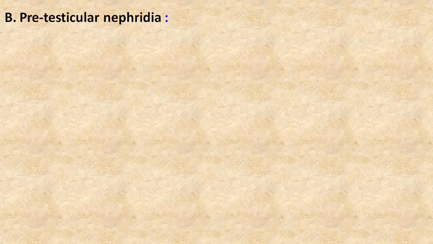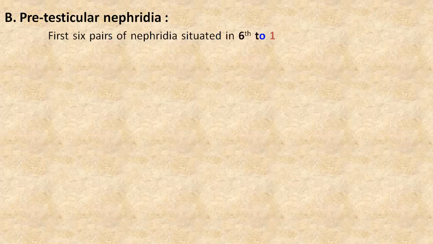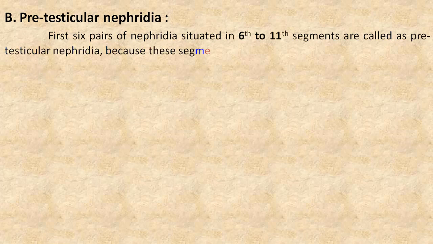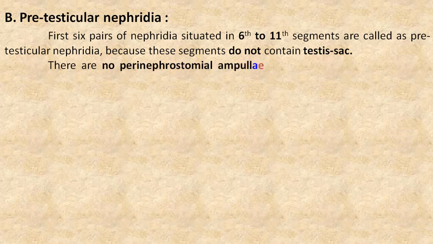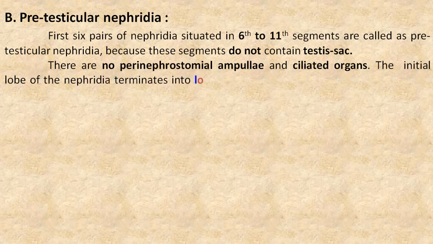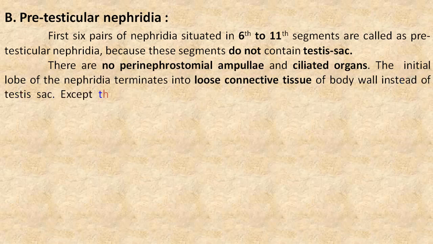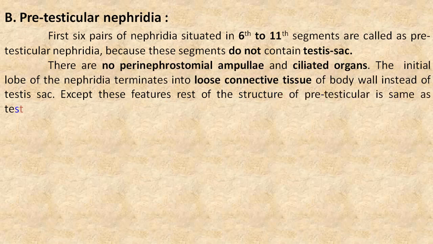Now we will see about pre-testicular nephridia. First 6 pairs of nephridia, situated in 6 to 11 segments, are called pre-testicular nephridia because these segments do not contain testis sac. There are no perinephrostomial ampullae and ciliated organs. The initial lobe of nephridia terminates into loose connective tissue of body wall instead of testis sac. Except these features, rest of the structure of pretesticular nephridia is same as testicular nephridia.